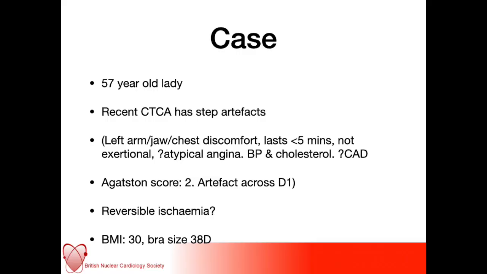I think this is illustrated better if you go through a couple of cases. So here's one, a 57-year-old lady. The recent cardiac CT that she had had step artifacts and was deemed non-diagnostic, and therefore she was referred to a myocardial perfusion scan. Her original presentation was one of left arm, jaw, chest discomfort, lasting less than 5 minutes, not on exertion. The question originally was, is this atypical angina? Risk factors include hypertension and raised cholesterol. And the question was, query coronary artery disease.